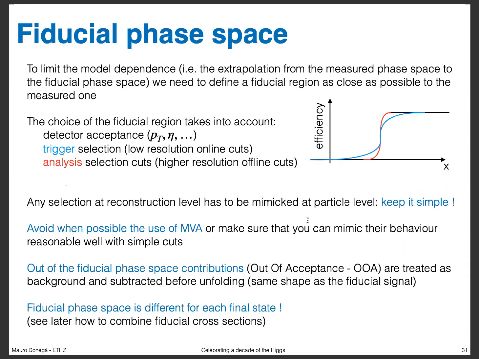You also have out of the fiducial phase space contribution. This is stuff that comes from outside, that is generated outside your fiducial phase space but is reconstructed in your detector. And this is treated as a background.